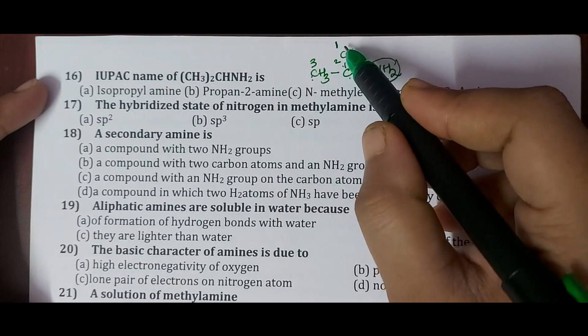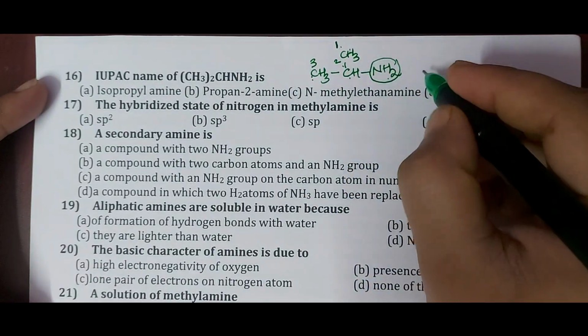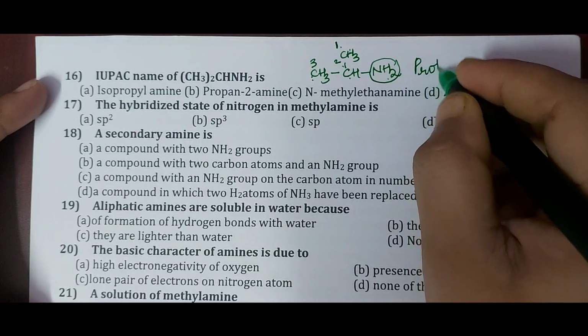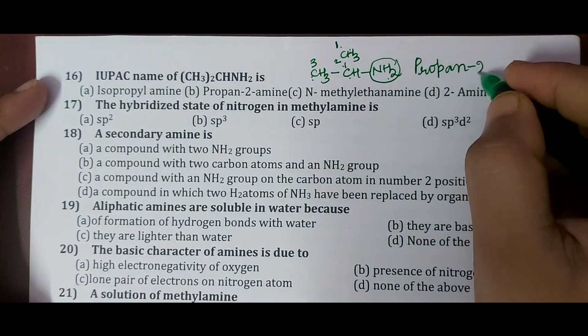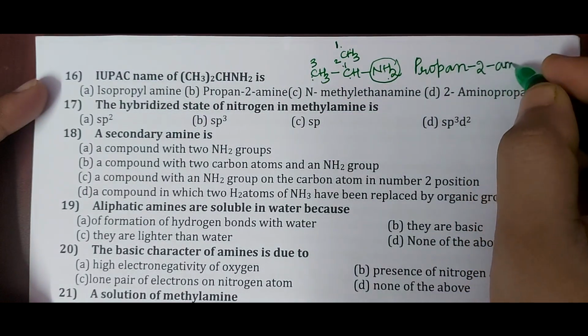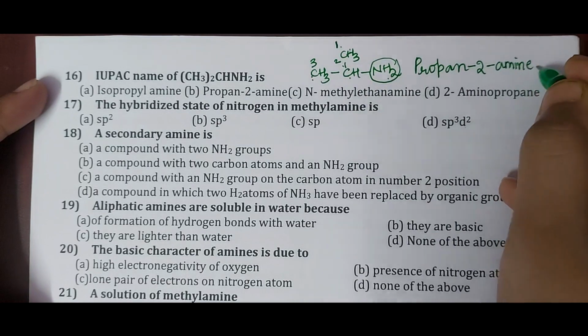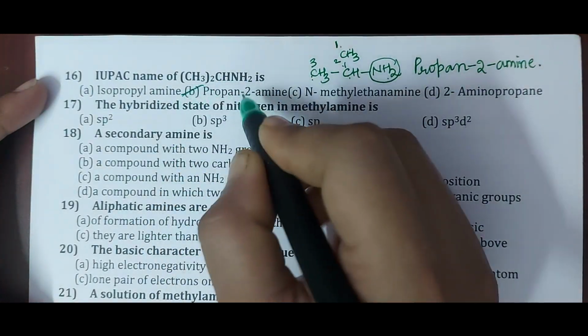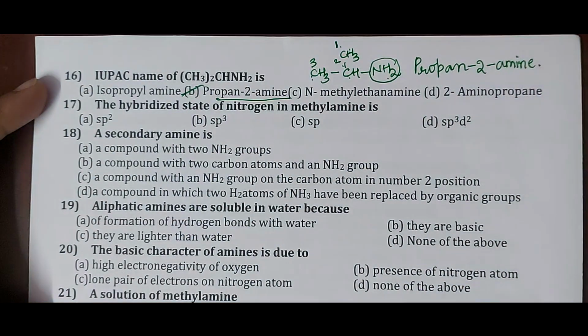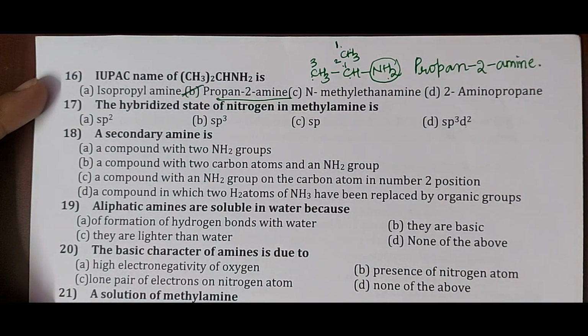Now directly we'll go with the word root. So 3 carbon atoms, hence the word root is prop, singly bonded so an, your functional group is on the second carbon atom, so 2 amine. So either you can write the IUPAC name as propan-2-amine or 2-propanamine. Hence the correct answer is option B, propan-2-amine. Next we'll go with question number 17.